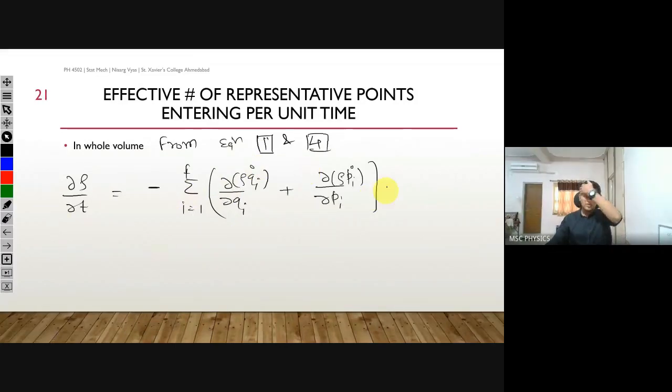So in the whole volume, this is the overall change of density, but this equation looks a little bit scary. So let's make it simple looking. Now only 5 minutes are remaining of this lecture, so in these 5 minutes, we'll be doing very simple mathematics.